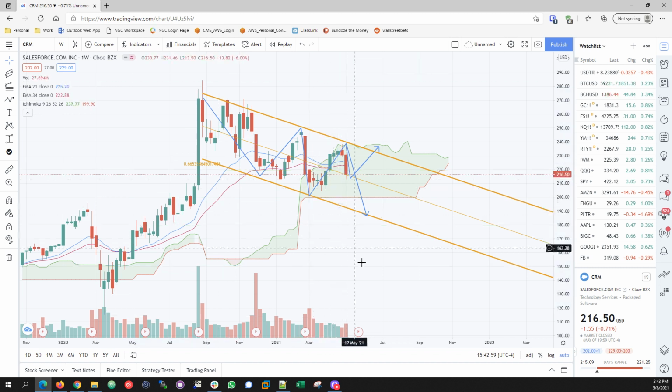Let's just make this chart more clear. There you go. You see the scenarios here. You get the ups and downs. So it's either going to hit 188 or it's going to bounce from 214 and retry 237.